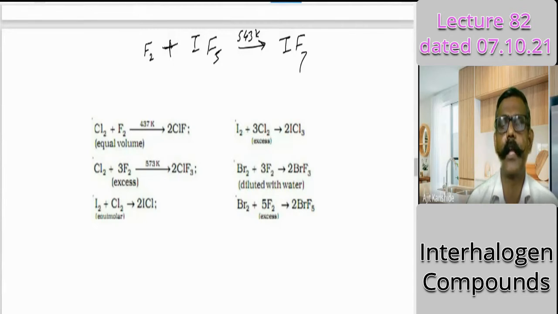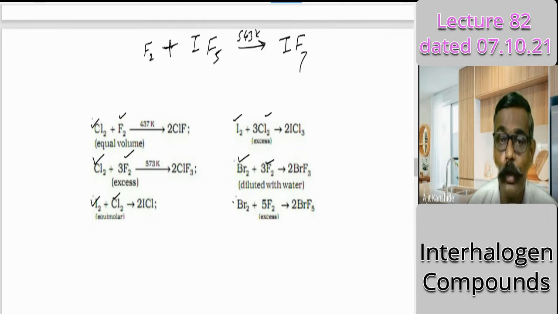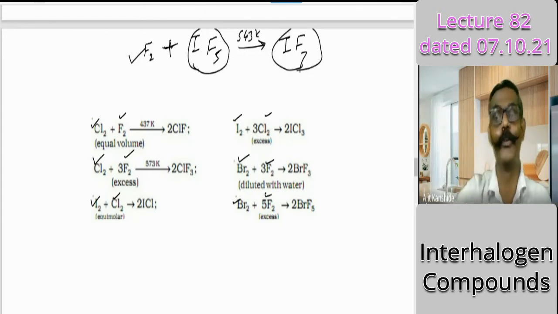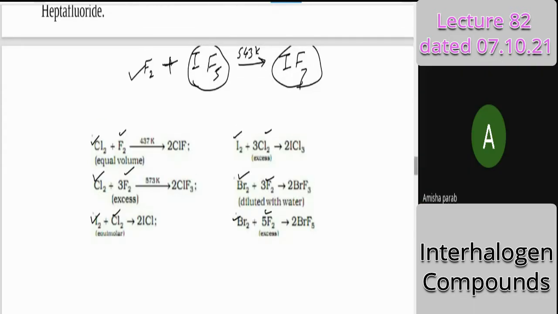So two methods are there. One method is direct combination of halogens. The second method is that a halogen combines with a lower interhalogen to produce a higher interhalogen. Yes, students, is it clear? Yes, sir. Okay.